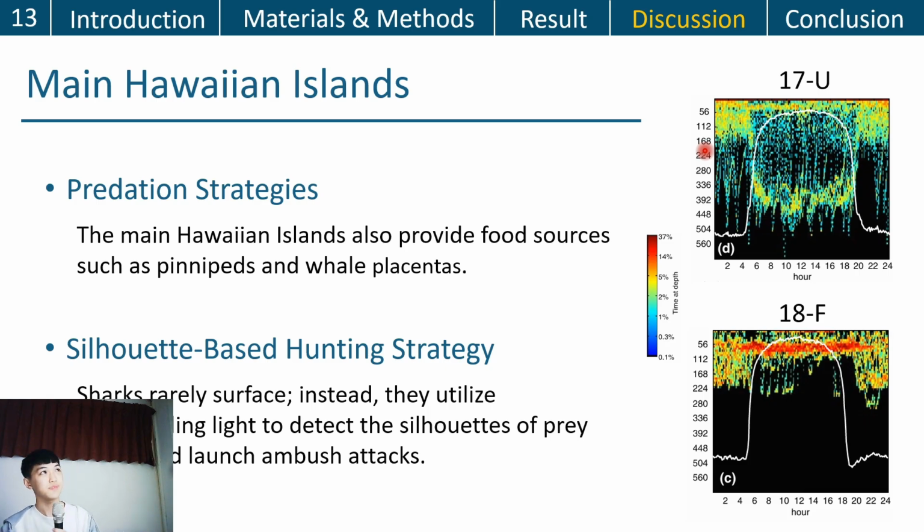And finally, they arrive at the main Hawaiian Islands. In the Hawaiian Islands, their lifestyle is the same as on the California coast. They eat pinnipeds and whale placentas.